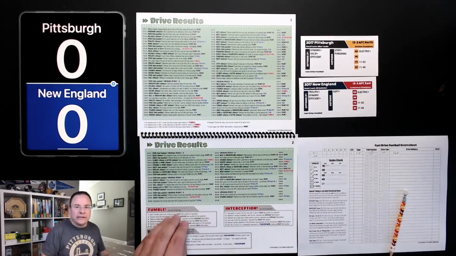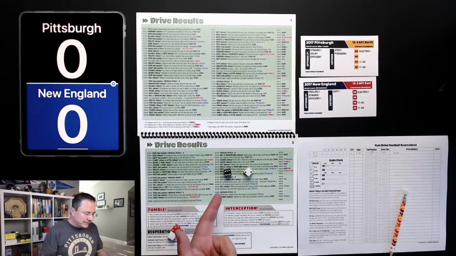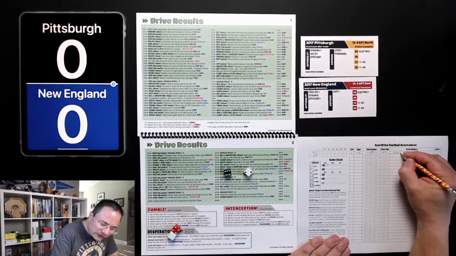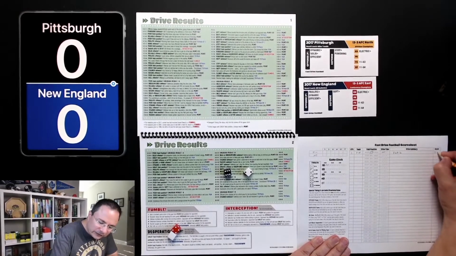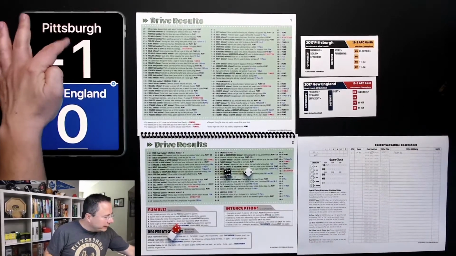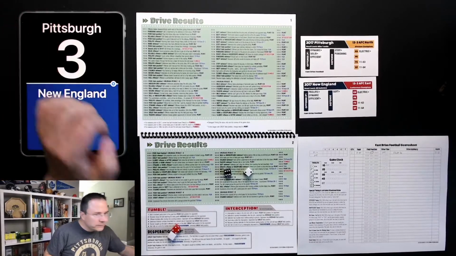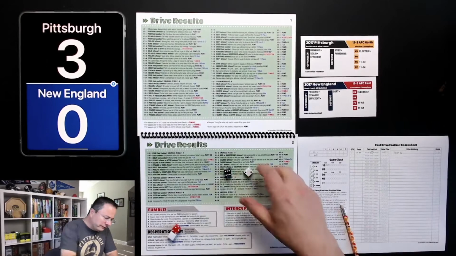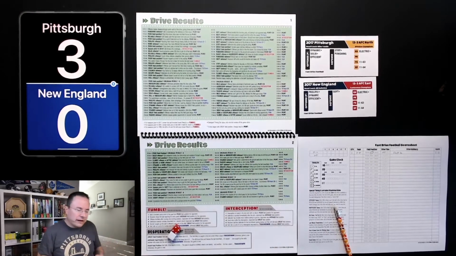Again, we're going to read the dice black-white. It's a 62, just squeezed it inside the upright. So the field goal is good, and Pittsburgh takes a 3-0 lead. So there you go, Pittsburgh's on the board, 3-0, just starting the first quarter. So I'm going to start moving a little bit faster now.